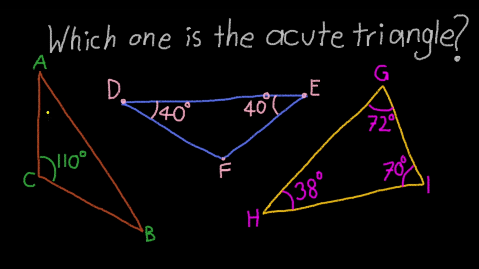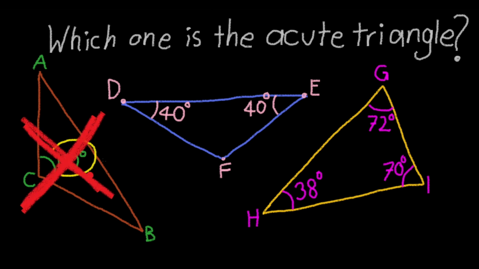The first one, the triangle ABC, is not an acute triangle because it has a 110-degree angle. The second one, the triangle DEF, has two 40-degree angles, and we do not know the third angle, so at first look we could mistake it for an acute triangle. But we have a way to find the missing angle.